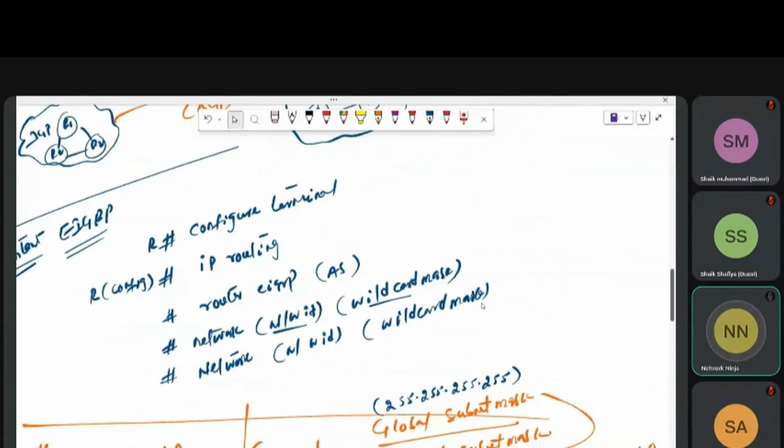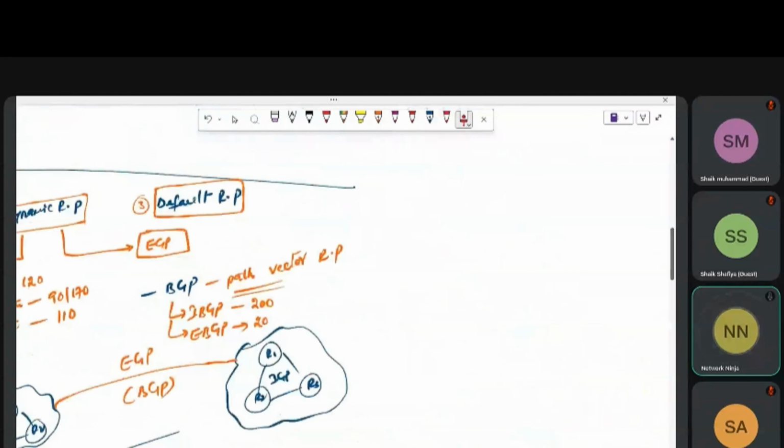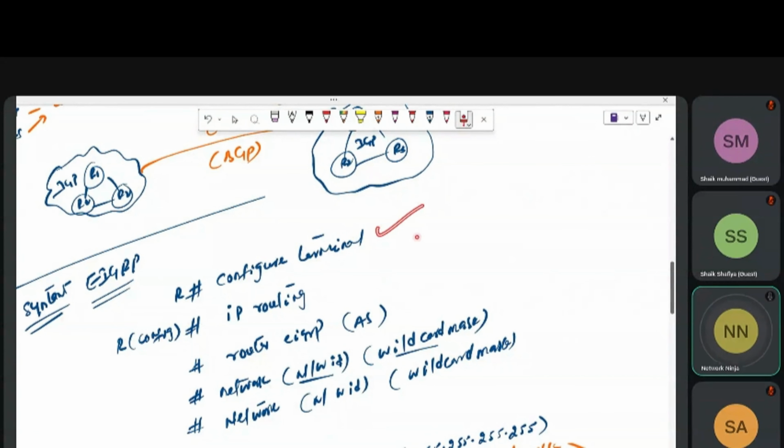And then we discuss the syntax to configure EIGRP on the routers. To configure EIGRP on the routers, this is the syntax. First, you need to go to the configuration terminal mode, then enable the routing process with the help of the IP routing command. Then router EIGRP and the AS number; you need to mention the AS number, like 100, 200, 300. Then network, the network ID, and the wildcard mask.